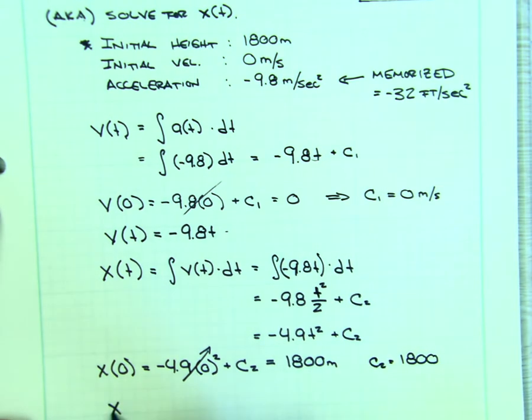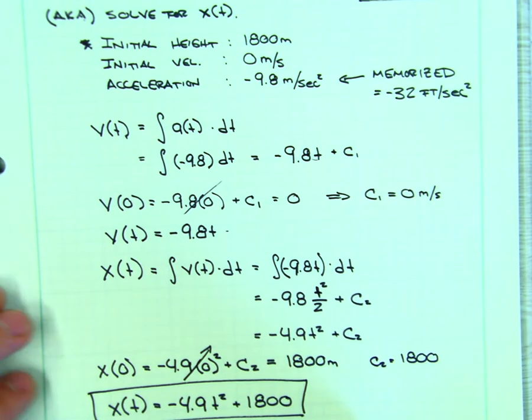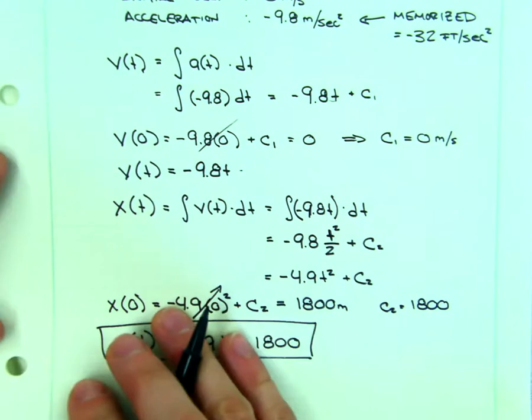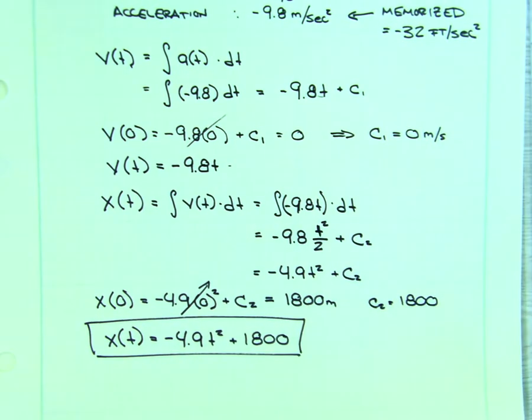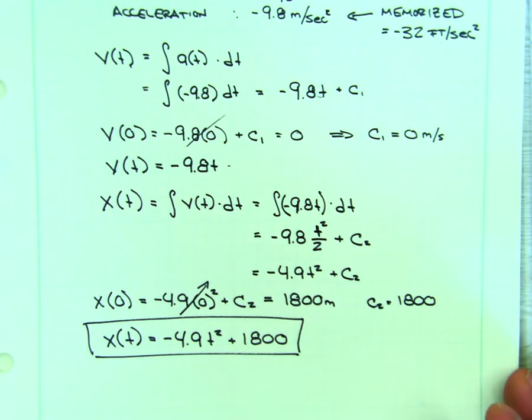Fantastic. Now I can find my general form of the equation x of t. And this is going to be equal to negative 4.9 t squared plus 1,800. Awesome. This is going to be my position, my height equation. Now the second piece of information that we need, or that would be nice to solve for, is how long does it take before the rock hits the bottom of the Grand Canyon, right?